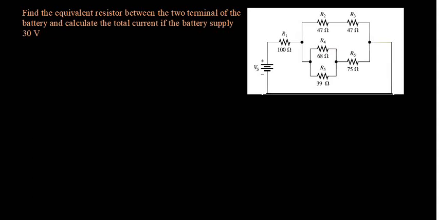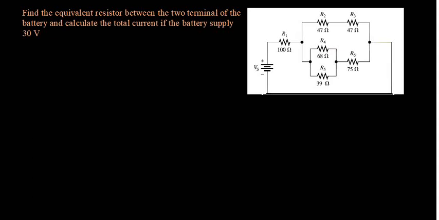Hello again. In this video, I will be solving a new, different circuit design where I will be calculating the total resistance, or the equivalent resistance, between the two terminals of a battery. After that, I need to determine the total current if the battery supply is 30 volts.